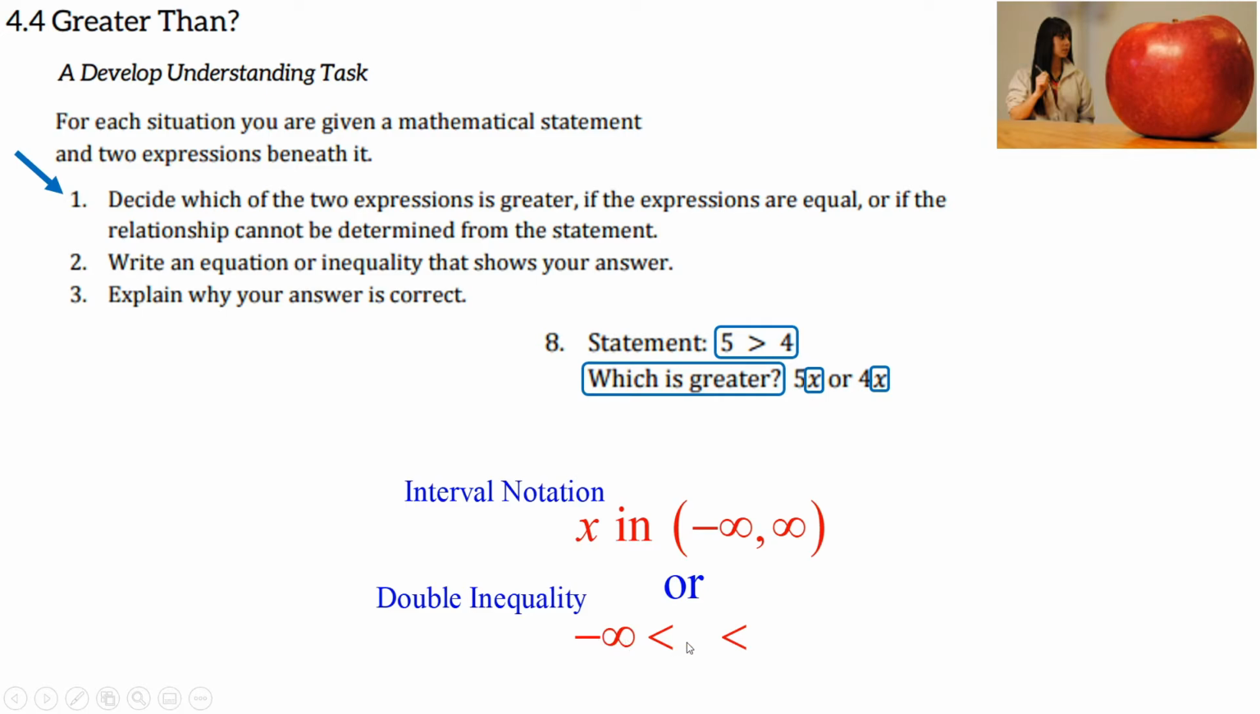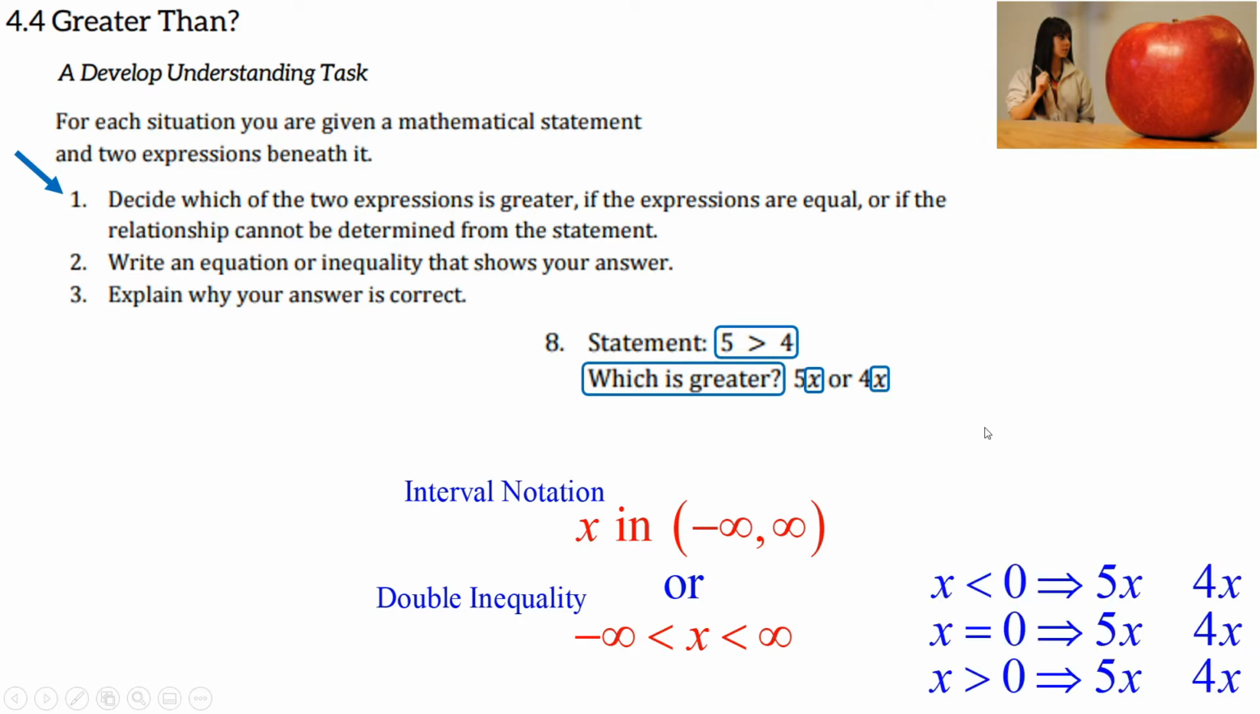Negative infinity is less than x, and x is less than infinity. So these two things mean the same thing right here: interval notation and an inequality. Now, look at what I did. Since x can be any real number, I made x less than 0, so x is negative. I made x equal to 0, or I made x greater than 0.